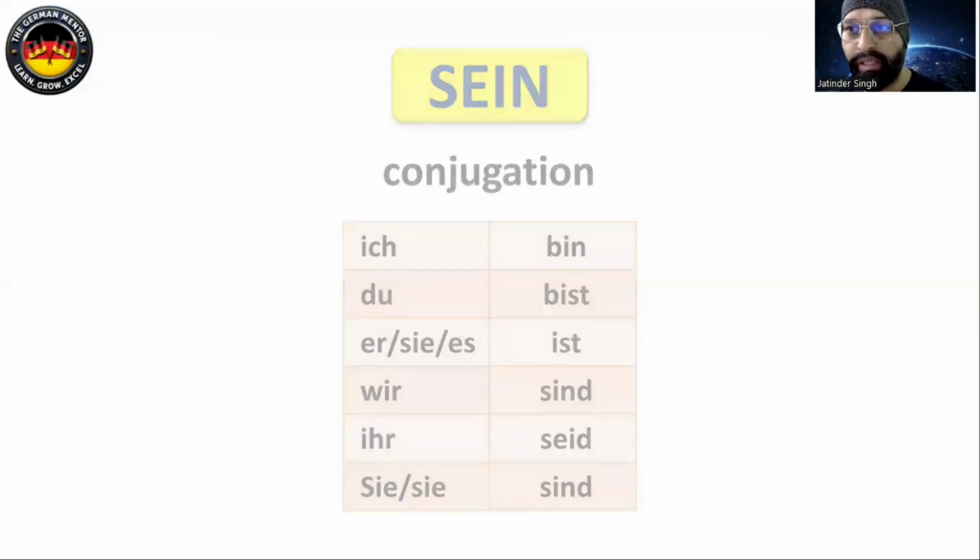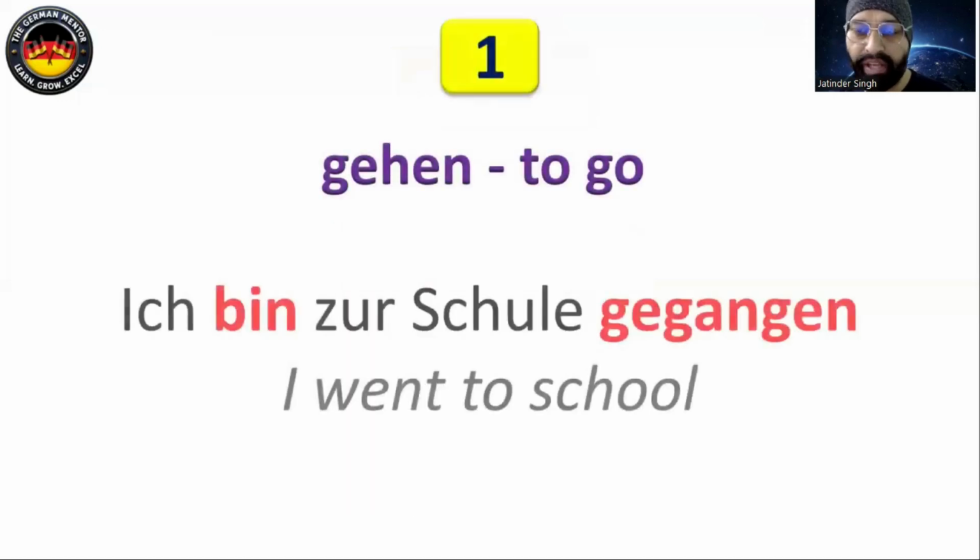Okay, so now we see the very first verb, gehen. It's a very regular and very common verb, which means to go. Zum Beispiel, ich bin zur Schule gegangen. I went to school. There is a movement in this situation: I have gone to school, from my home to my school, and then coming back to my home. So I have conjugated the sein verb with the subject ich, and you have to use the third form of the main verb. So gehen will change to gegangen. Ich bin zur Schule gegangen. I went to school. This is a case of movement from one place to another.